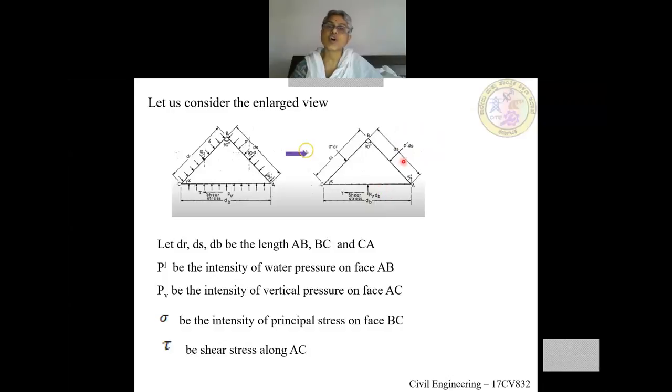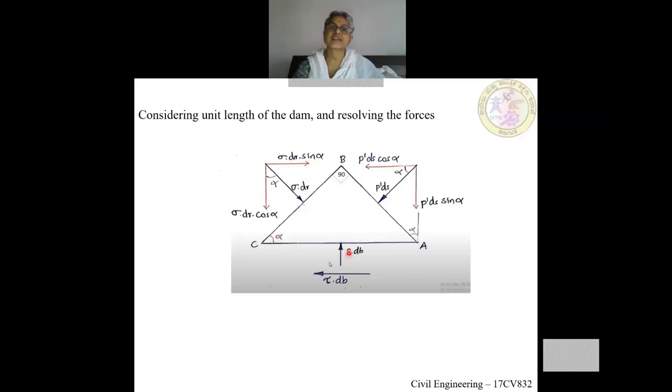Along with these normal forces, the forces which are acting perpendicular to the faces, there is this shear stress at the bottom, that is near the foundation, that is acting parallel to the plane. This is denoted as toe. Shear stress is toe. And the shear force can be toe into dB. This is along the length AC. The length AC is nothing but dB. So this is the enlarged portion.